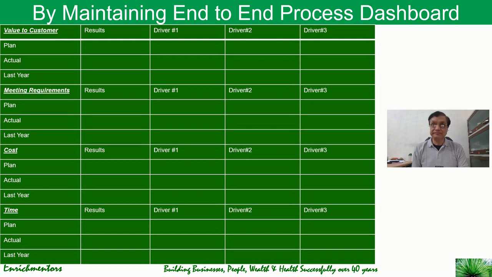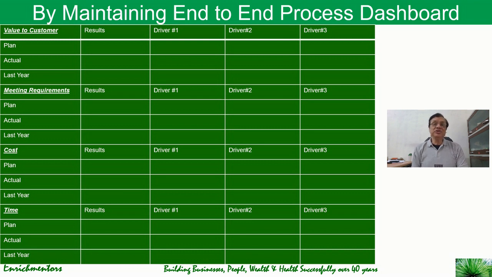I would be very careful against being suboptimal in measuring the process performance. There is no point in measuring one part of the process. We should measure the overall end-to-end process, and we should measure the output that is expected of the process, and we should maintain a dashboard as you see on your screen. The important part of the dashboard are those four parameters: value to customer, meeting requirements, cost of the development, and the time taken to develop the solution or the process.